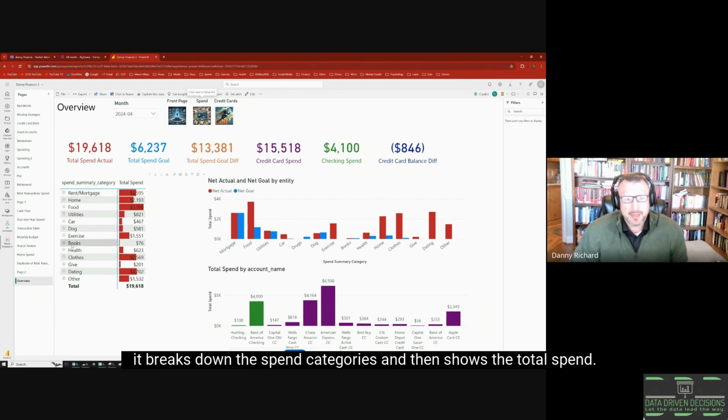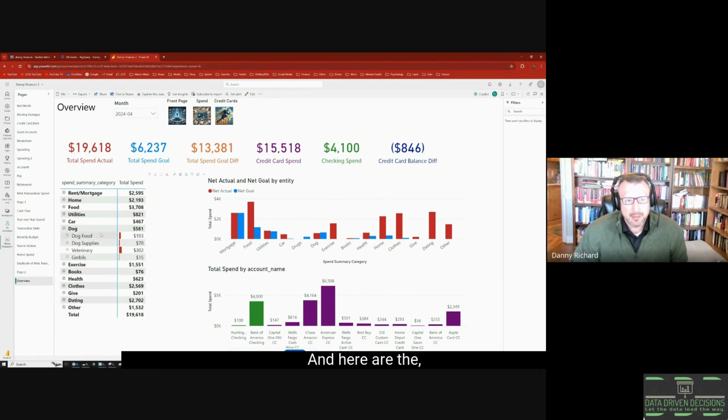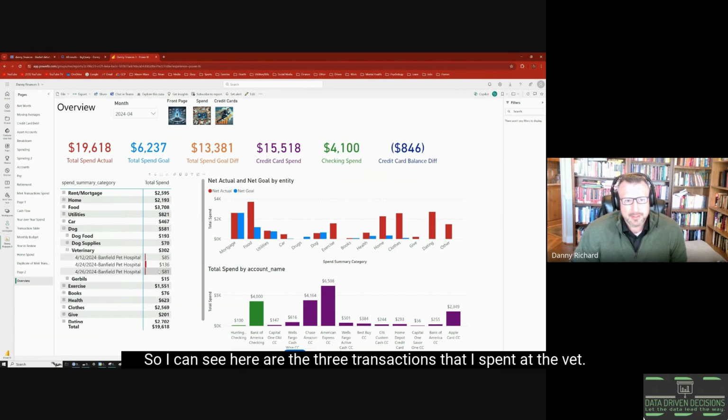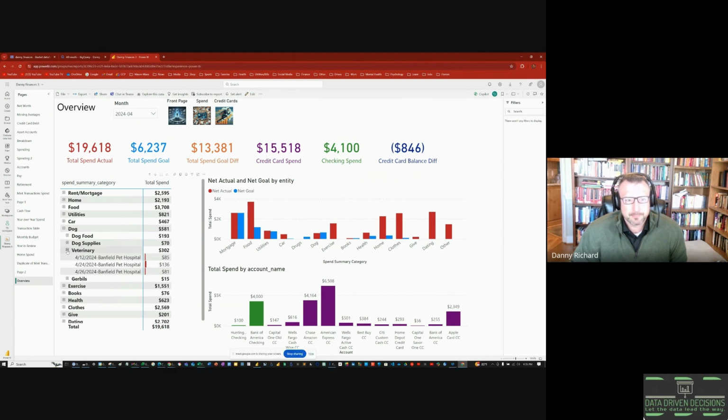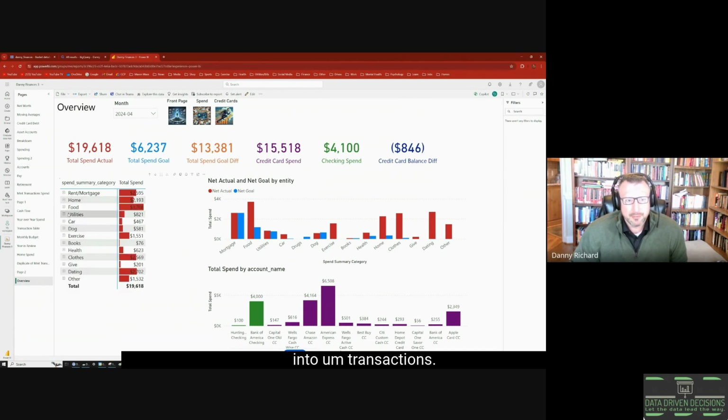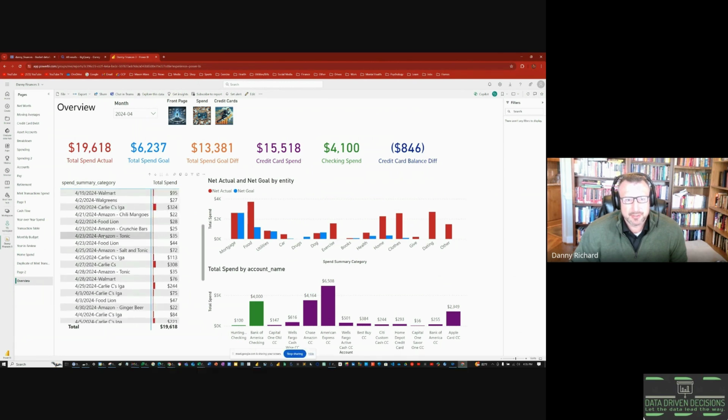it breaks down the spend categories and then shows the total spend. And then there's drill down functionality where I can drill into, say, dog, and here are the granular categories of dog. And then if I want to go into the transactions, I can do that right there. So I can see here are the three transactions that I spent at the vet. So this is a nice tool just to see my spend and then drill down all the way into transactions.